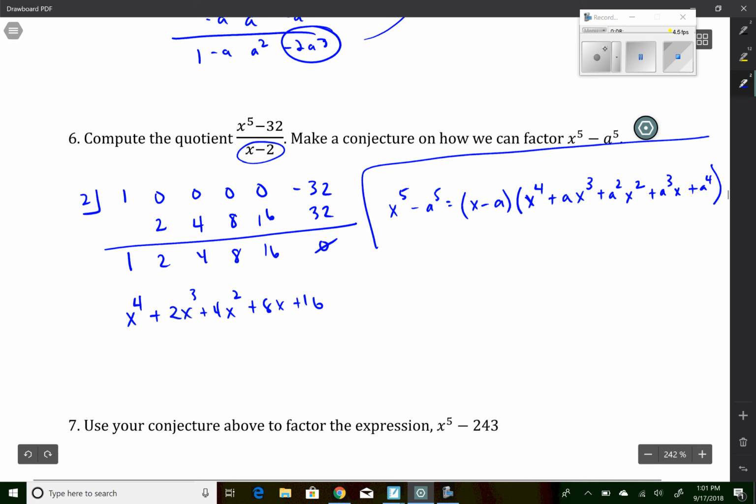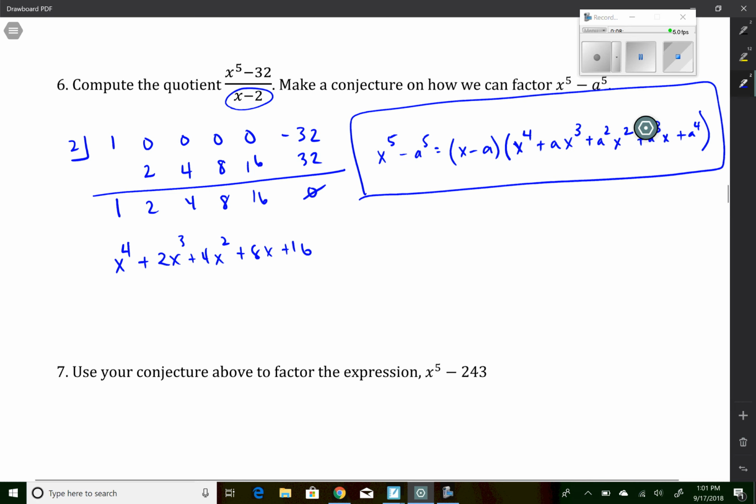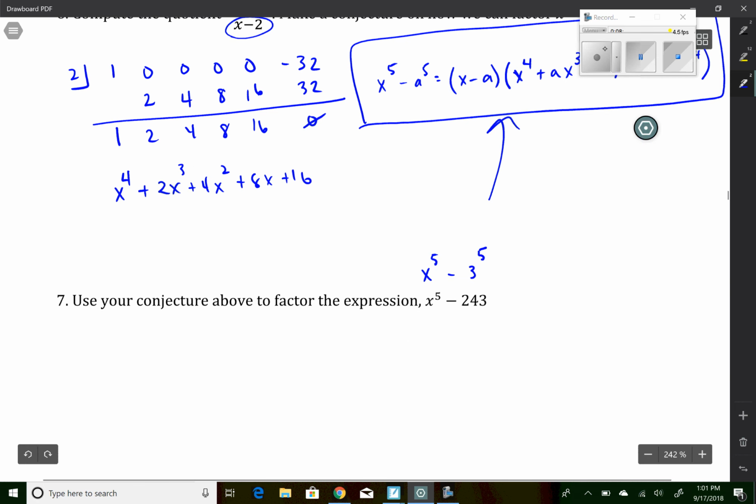Remember, we keep talking about patterns. Look at the pattern. The exponent on x goes down as the exponent on a goes up. So that means I should be able to factor something like x to the 5th minus 243. 243 I can change to the 5th power by saying 3 to the 5th power. So that means I'm going to use what's up here in this box, but instead of a, I'm going to consistently put 3. So I'm going to put x minus 3.